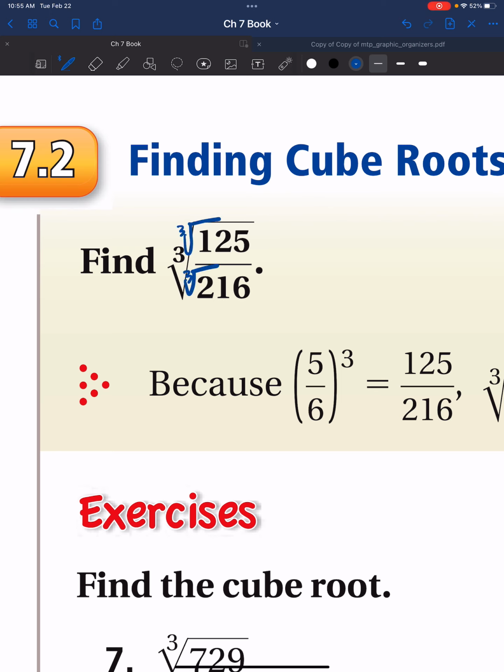The cube root, so 5 times 5 times 5 is 125. Okay, so the top number will be 5. What times what times what gets you 216?